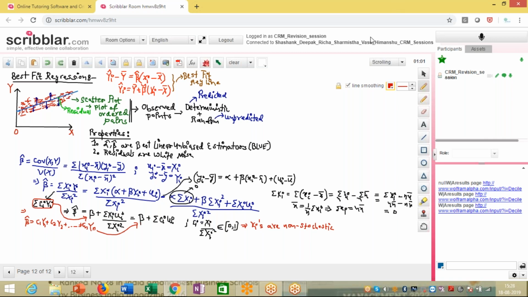Okay, so let's get started. Is this point clear? Are we clear about why the xi's are non-stochastic? So the importance of the non-stochasticity assumption, is this clear?